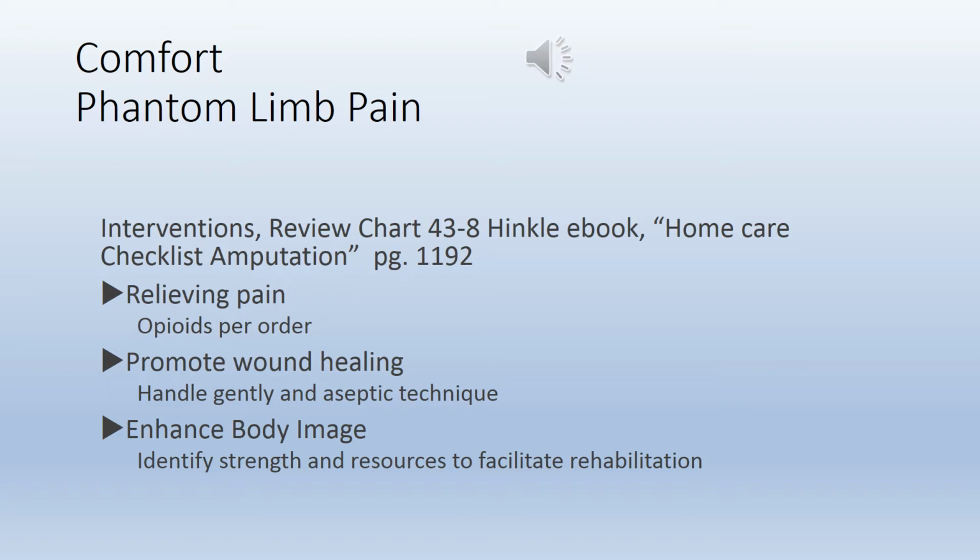Another intervention is to promote wound healing. The residual limb must be handled gently. Whenever the dressing is changed, aseptic technique is required to prevent wound infection and possible osteomyelitis. Enhancing body image is another intervention. The nurse encourages the patient to look at, feel, and care for the residual limb. It is important to identify the patient's strengths and resources to facilitate rehabilitation. The nurse helps the patient regain the previous level of independent living.